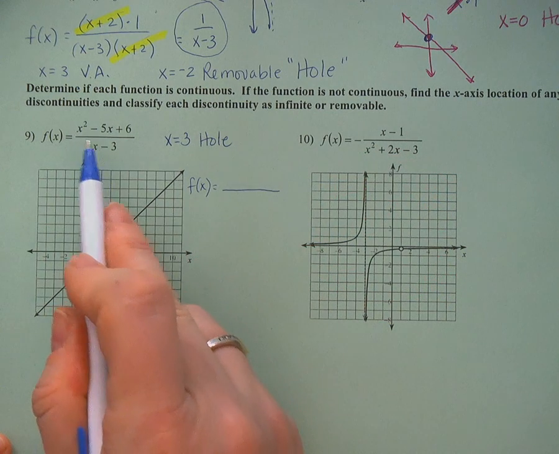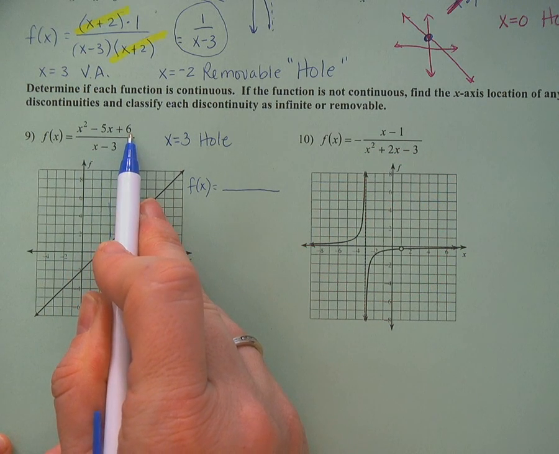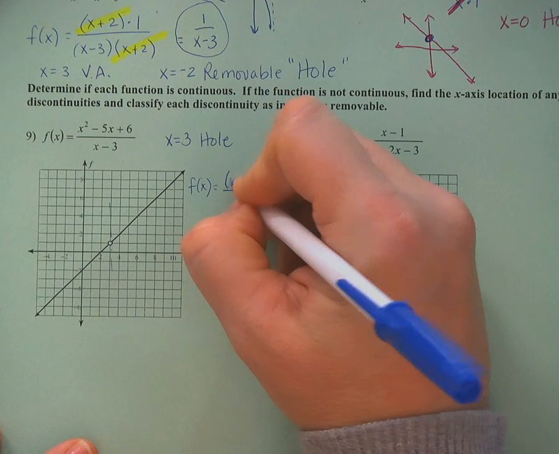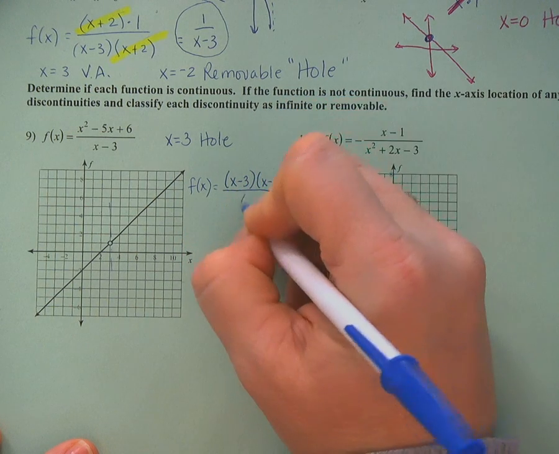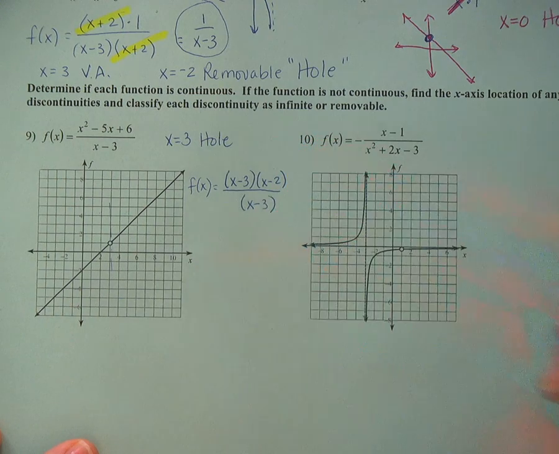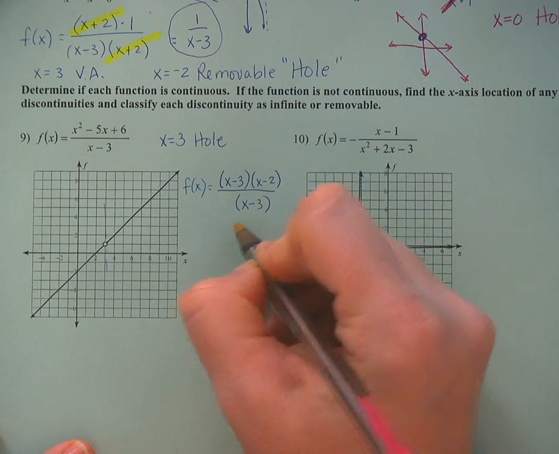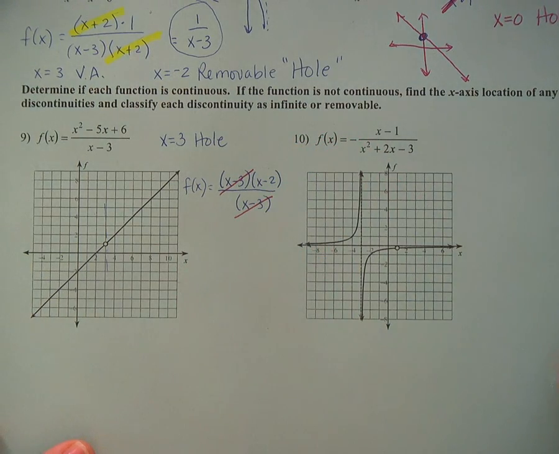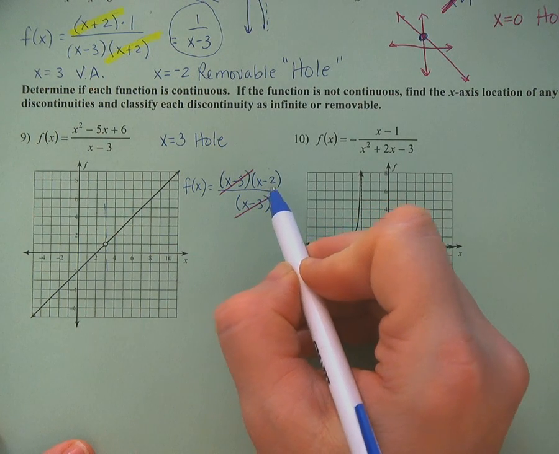Notice the numerator is a trinomial, so we're going to do the x method. Two numbers that multiply to get 6 and add to get negative 5 would be negative 3 and negative 2. So this factors into x minus 3, x minus 2. So you can see the discontinuity at x equals 3, but because it's removable, that's what it looks like. And what we're left with is the line y equals x minus 2.